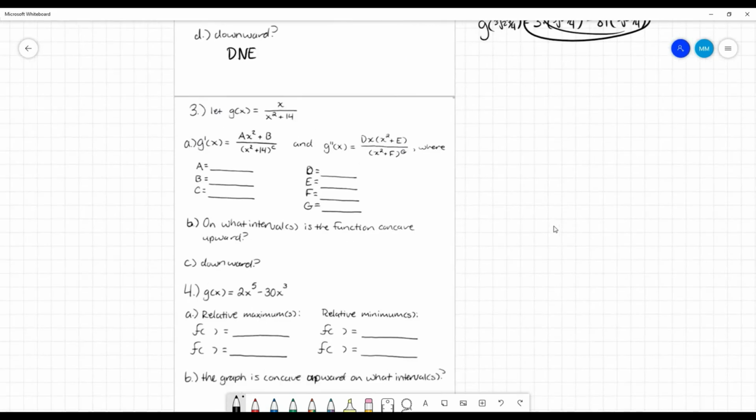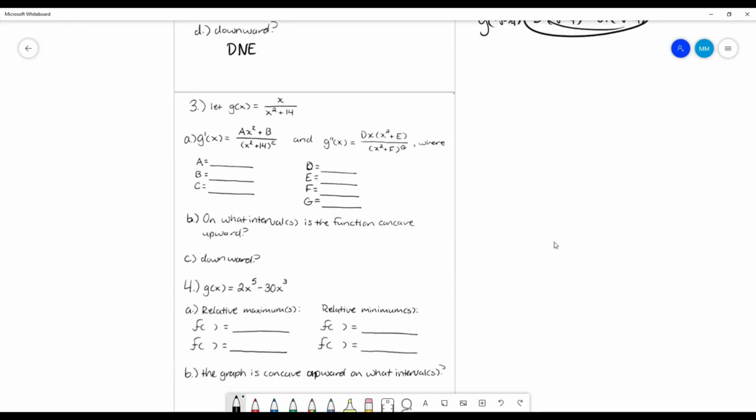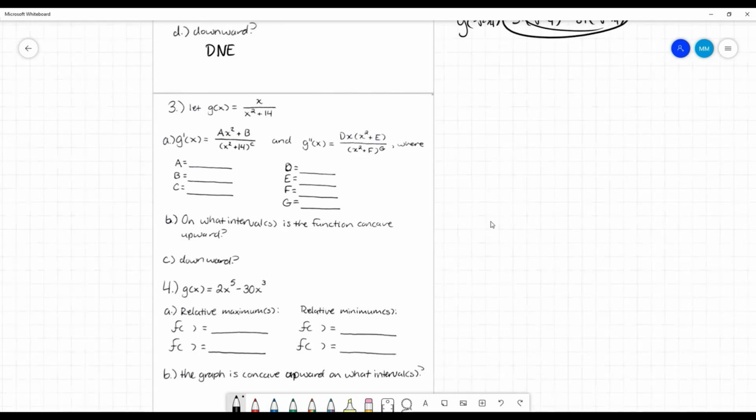Let's keep going. Okay, so this first one on this page, we've got number 3. It is just find the first derivative, the second derivative, and intervals of concavity. So we've got to use our quotient rule here. So low d high minus high d low over low low.